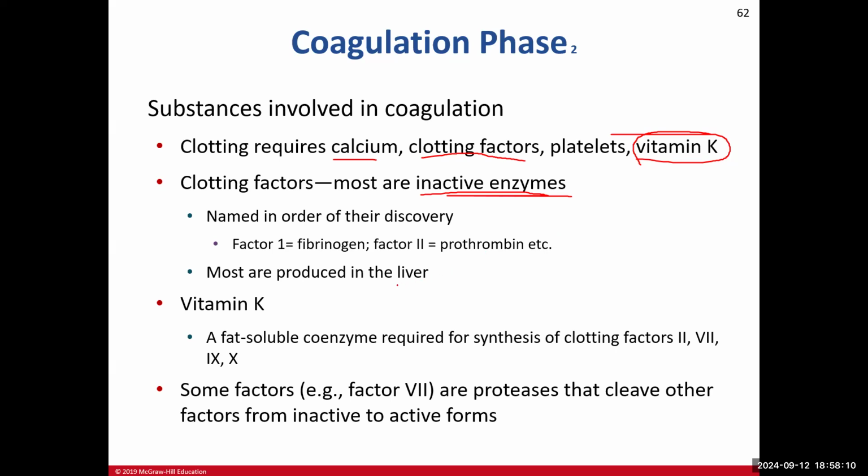But I want you to know that these are made by the liver, and I want you to know that they're usually inactive until an enzyme acts upon them to activate them for the clotting cascade there. And that's basically what will happen. These proteins, these enzymes, which are called proteases, are going to convert that inactive factor into an active factor, which will then move on to the next step of the cascade there.